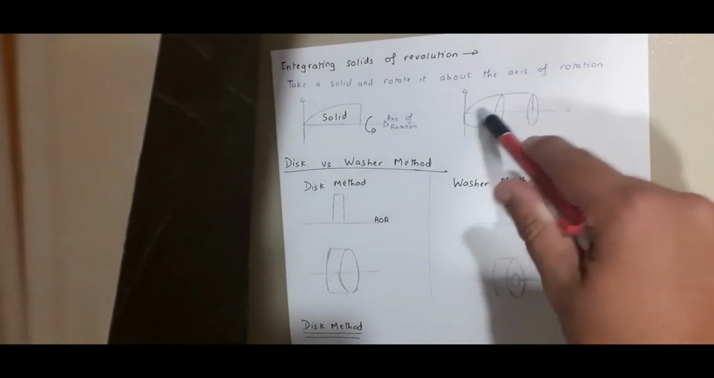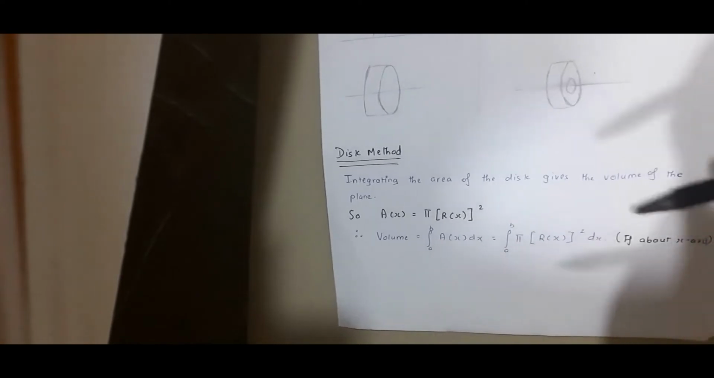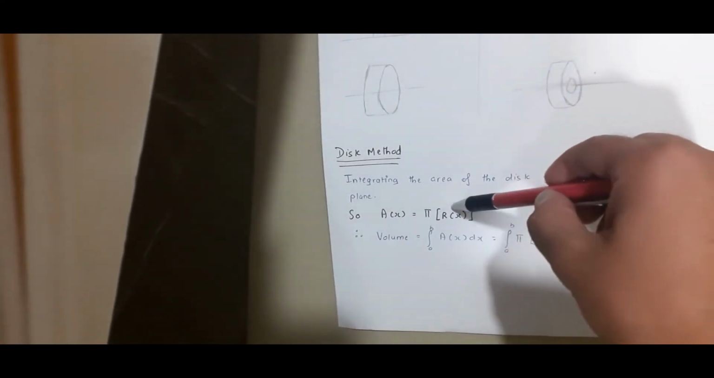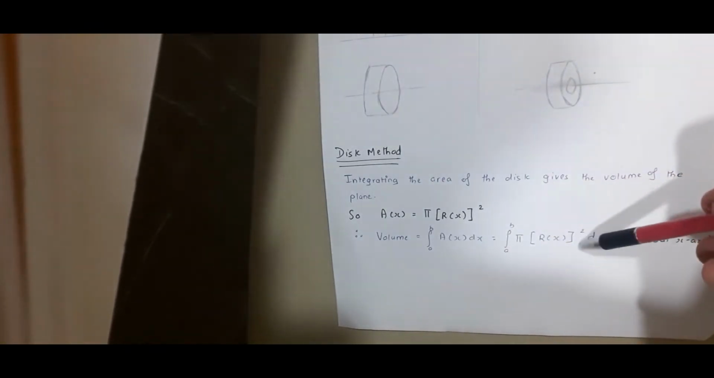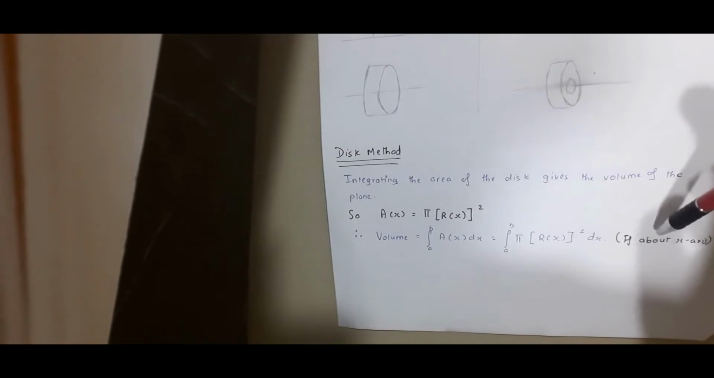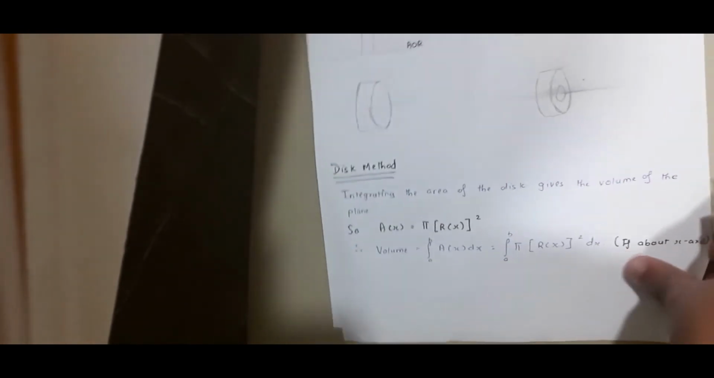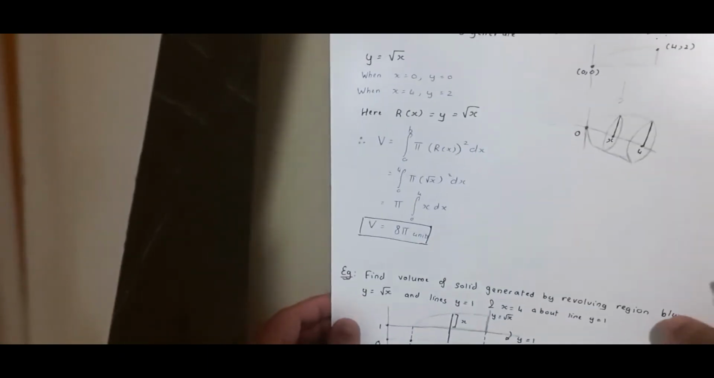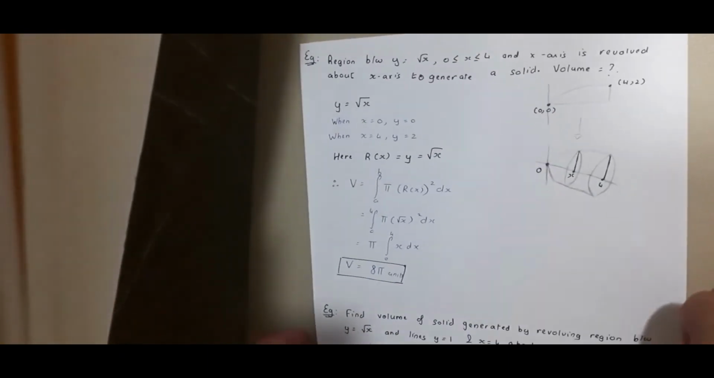But this is the radius at this point. The radius at every point will vary, so we say radius of x, it will be a function of x. So volume will be the integration of the area over the correct limits, but the area is given by this, hence we say the volume is the integral of pi r of x squared dx if it is about the x-axis or a line parallel to the x-axis. For the y-axis, we will be taking pi radius of y squared.